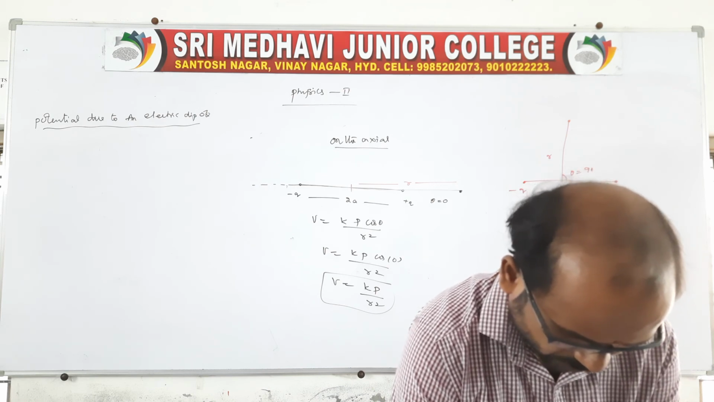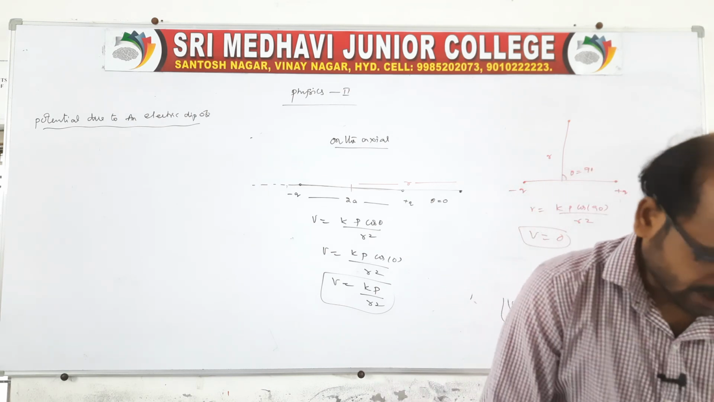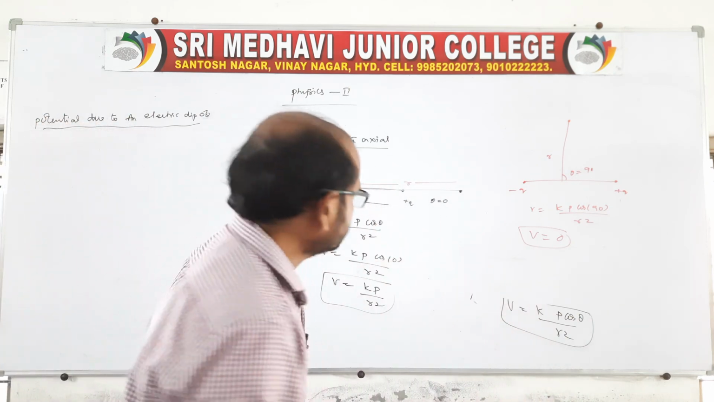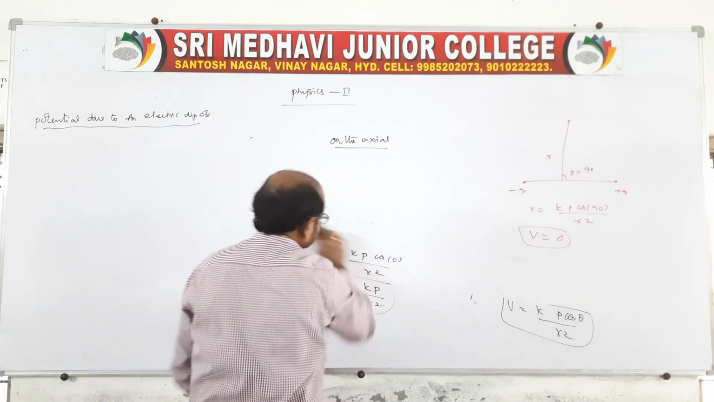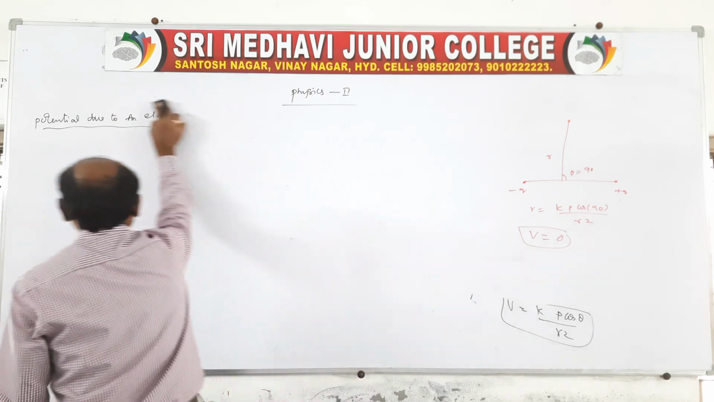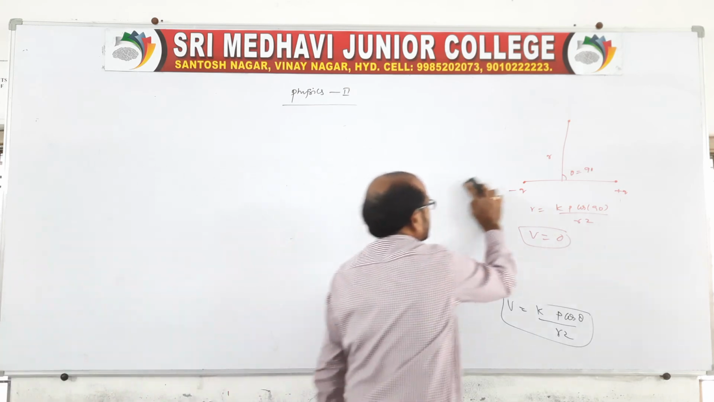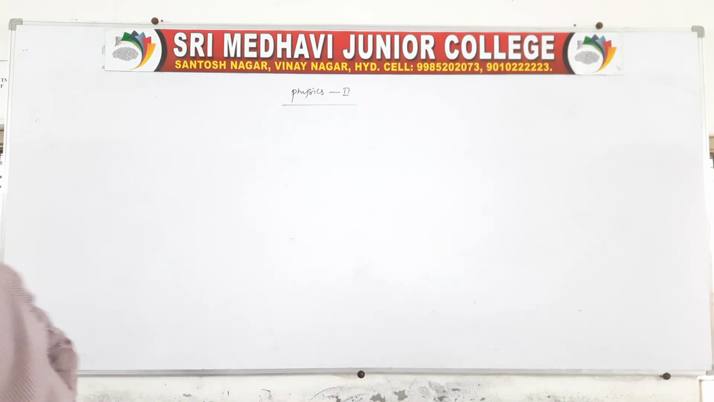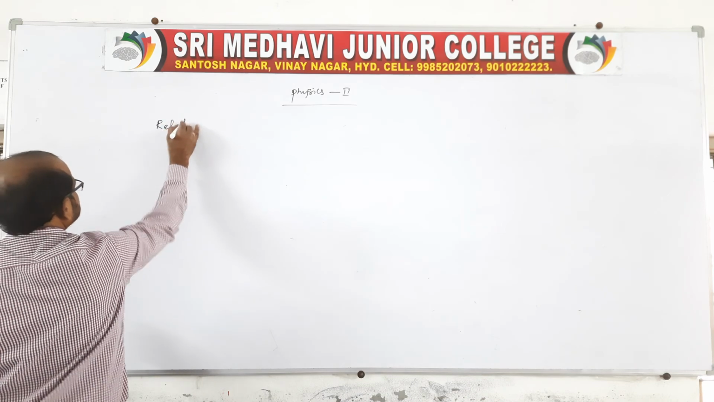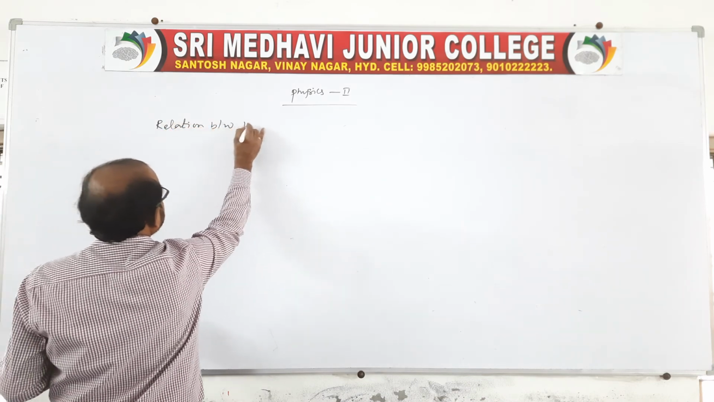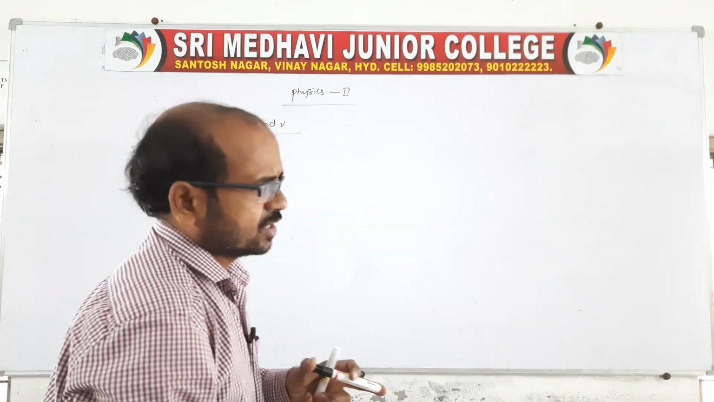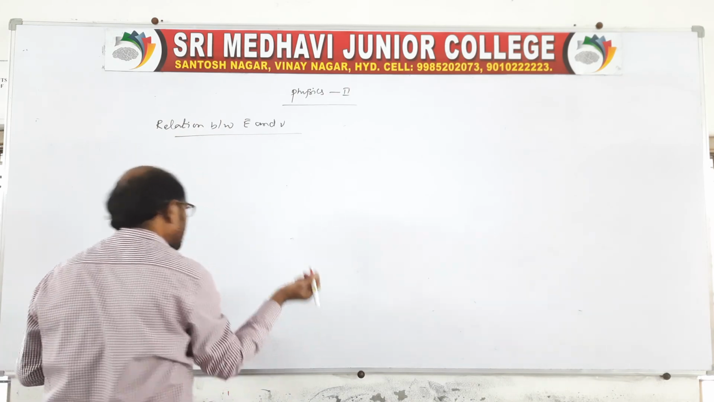Now I want to tell you about the relation between E and V. Clear? This is actually a 4 marks question. The relation between E, the electric field intensity, and V, which is nothing but the potential. Everyone note the relation between E and V. So electric field intensity and also potential. Now again I'll explain you.